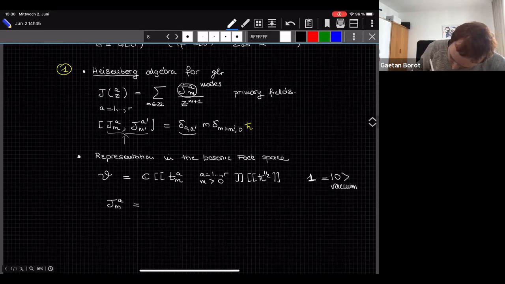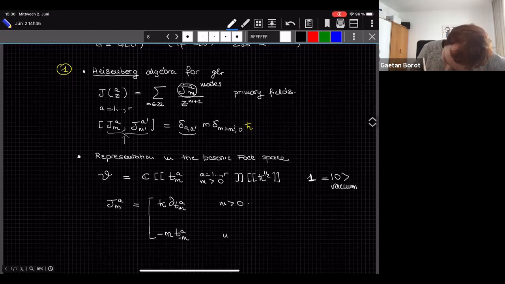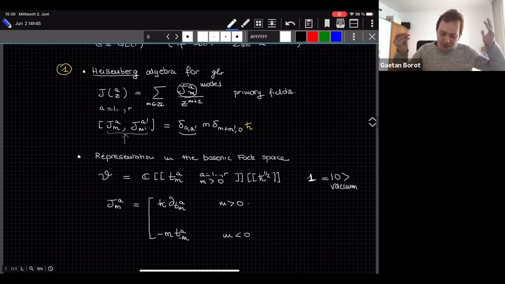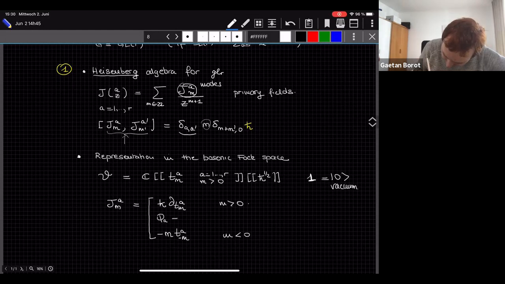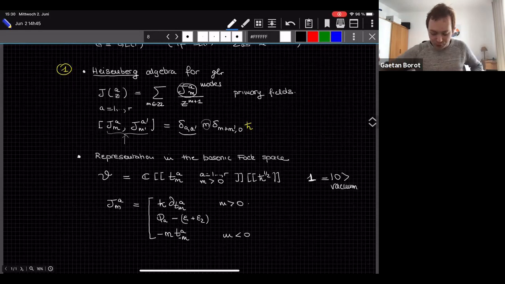And so there's an obvious way to do that: for the positive modes, you just differentiate with respect to t_{m,a}. For the negative modes, you just multiply by the variable itself. And then the zero modes, because of this factor, they commute with everything. So you can set them to be equal to some scalars. And here, the scalar that is relevant to what we want to do is this one. So it's expressed in terms of the equivariant parameters of the gauge theory.